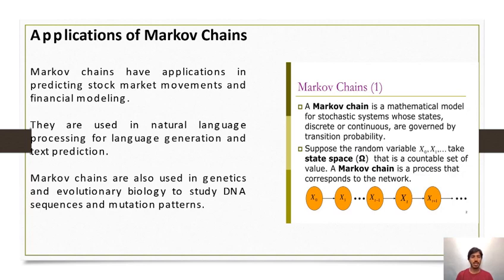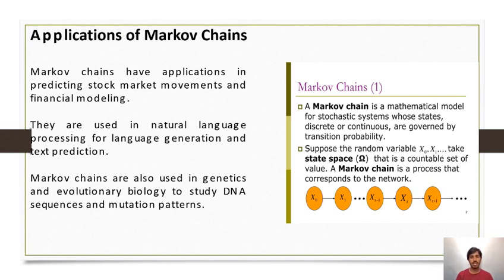Applications of Markov chains. Markov chains have applications in predicting stock market movements and financial modeling. They are used in natural language processing for language generation and text prediction. Markov chains are also used in genetics and evolutionary biology to study DNA sequences and mutation patterns.